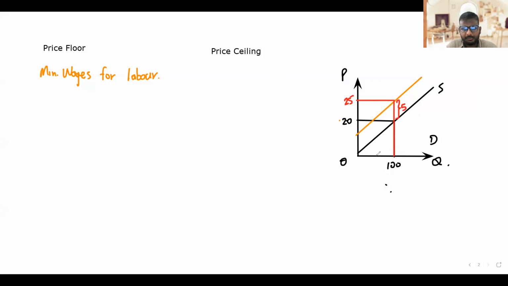Any point, you can take 50 also. For 50, let's say you might have had a certain price, right? Let's say for 50, the price was close to 15 rupees.